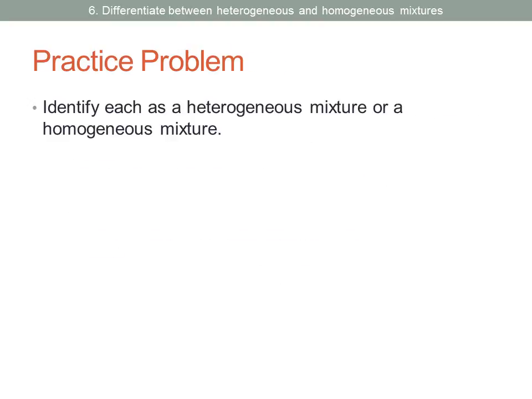For each of these substances or mixtures, I want you to identify them as heterogeneous mixtures or homogeneous mixtures. Ask yourself in each situation, can I distinguish between the components in the mixture? If you can, then it's heterogeneous. If you cannot, then it would be homogeneous. Gatorade. Gatorade would be a homogeneous mixture. When you look at Gatorade, you can't see the different parts. When you taste it, you can't taste the different components. It just has one taste.